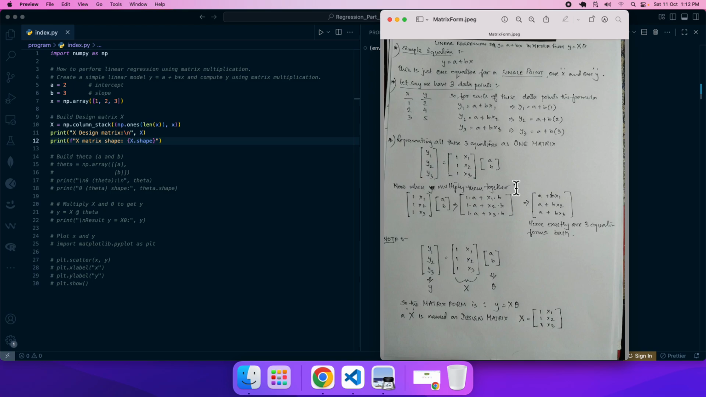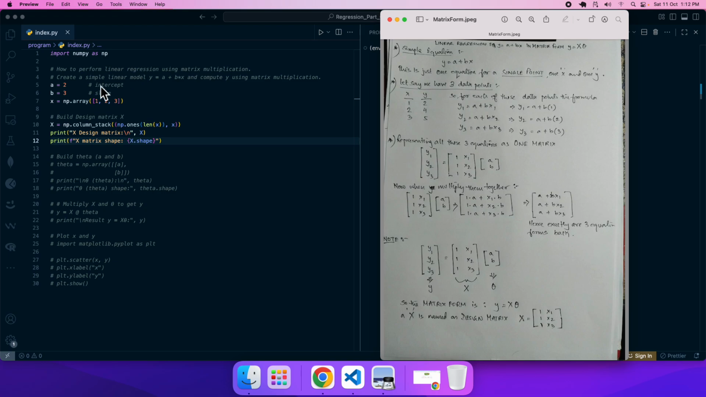Hello everyone. We are all very much familiar with the equation y equals a plus bx. What if I transform this equation into the matrix form, that is y equals capital X theta? What would this imply? Well, if you have a single data point x, y, you can represent it in the following equation: y equals a plus bx. There is no problem.